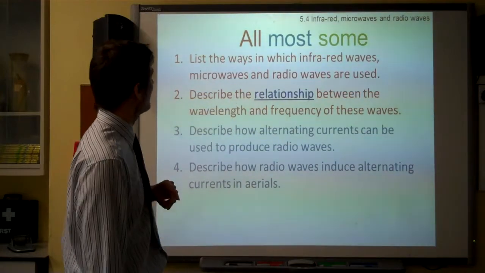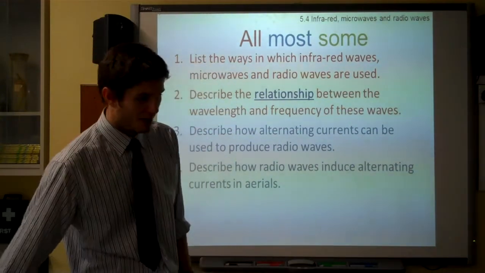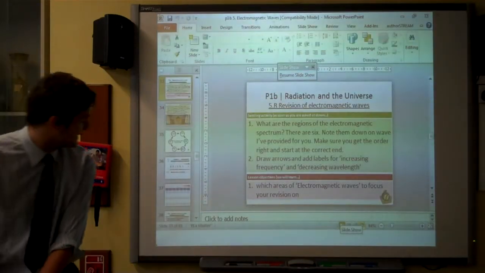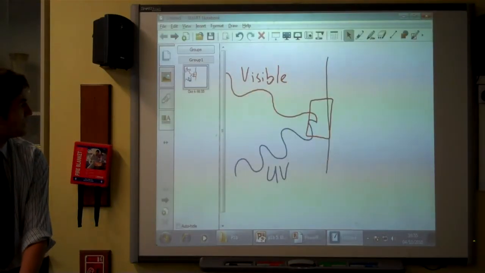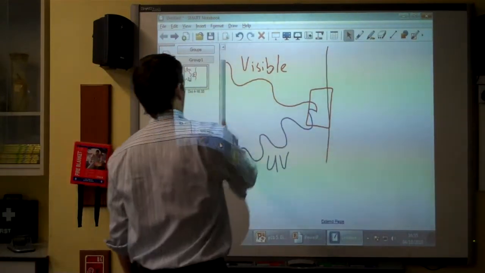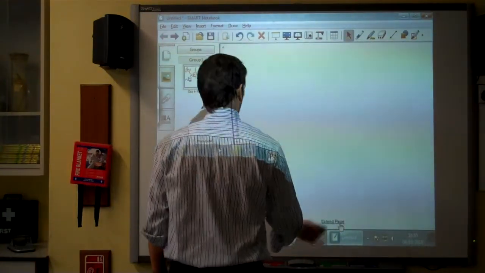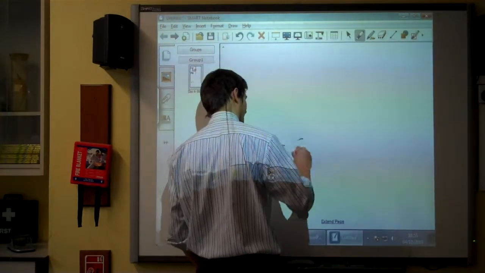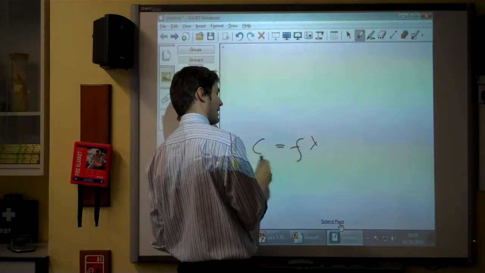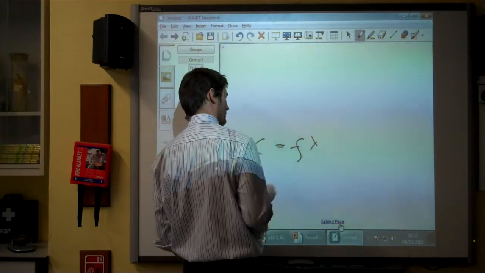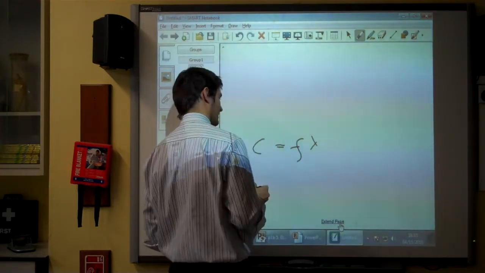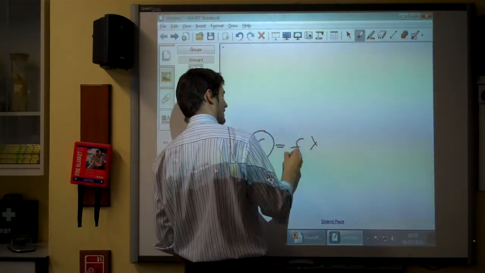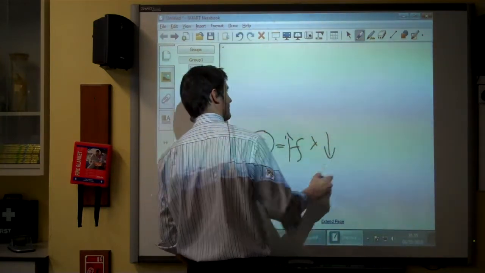Describe the relationship between the wavelength and the frequency of these waves. Okay, wavelength and frequency are related, you should know, by the equation c equals f lambda. So if one goes up, then the other must come down. I'll show you this. c equals f lambda, where c is wave speed, f is the frequency, and lambda is the wavelength. This is always a constant, so if f goes up, then lambda must come down.